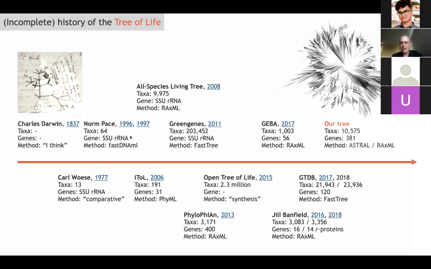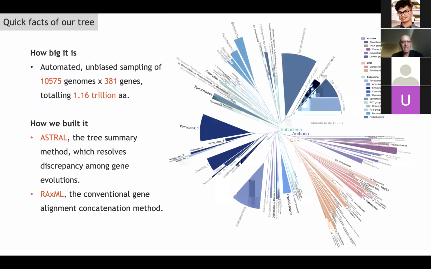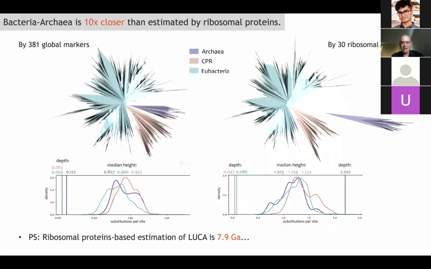But recently, as part of this project, we created a new tree with over 10,000 complete genomes using 381 markers, collaborating with Siavash Mirarab in ECE, using a method he introduced called Astral to do that consensus tree. And just to give you an idea of how big this new phylogenetic tree is, we covered 1.16 trillion amino acids over 10,575 genomes by 381 genes, using a combination of Astral and RAxML on Comet, one of the major supercomputers at SDSC.